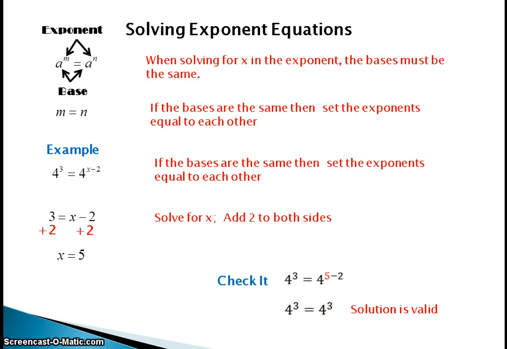I do need to check my work and make sure that I have a valid solution. So I'm going to substitute 5 back in for x in the original equation and make sure that I end up with the same value on both sides of the equation. This solution is valid. Pause now and copy everything you see in this screen.